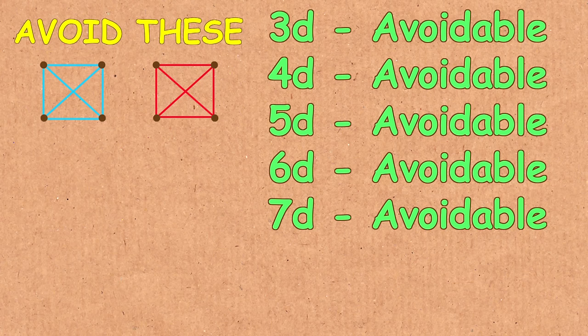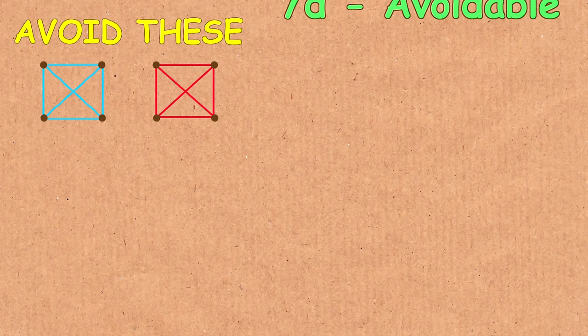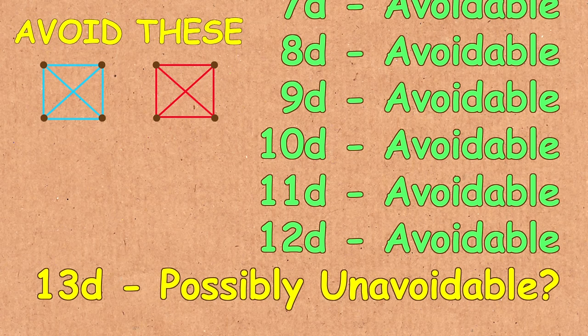And the proof that you can't avoid it is pretty complicated, pretty recursive, and that's what caused this number to be so large. Now, you might say, well, what's the truth? Sure, if you go as far as Graham's number, that dimension, you can't avoid it, but maybe you can already make it unavoidable in a smaller dimension. And it turns out that it appears that already in 13 dimensions, you can't avoid it.